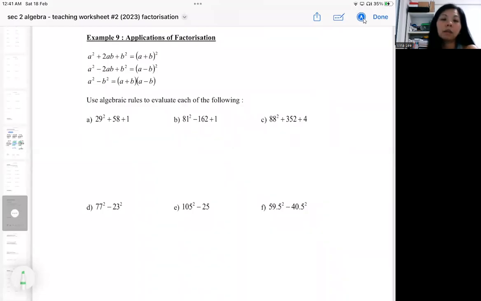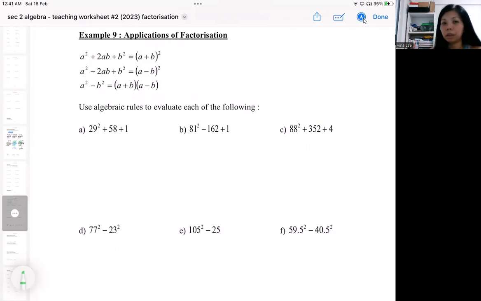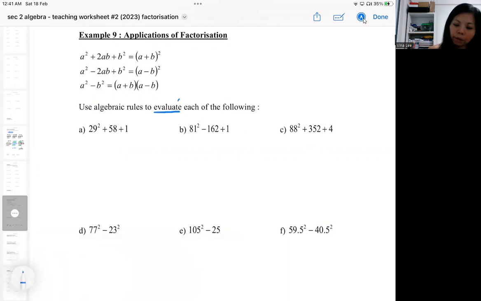As with the expansion, there are applications of expansion. So there are also applications of factorization. So it will be the same rule, it's just that I tweak it in reverse. So if, let's say, the instruction for such a question is to use your algebraic rule to evaluate, if you still remember, evaluate means the final answer is a value.